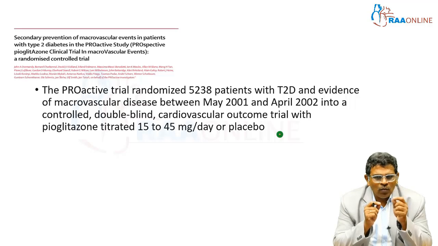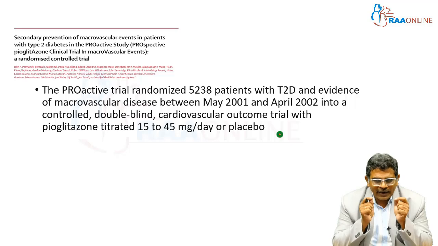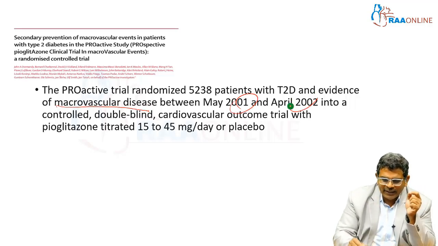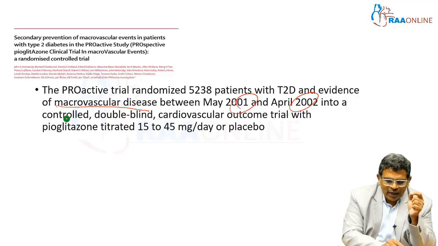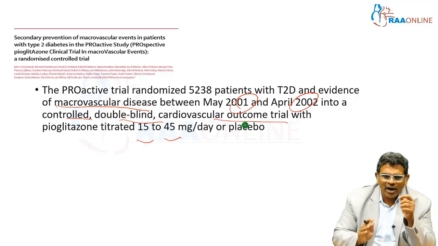So in this trial, what they have done is 5,238 patients with type 2 diabetes and evidence of macrovascular disease were recruited between this period, and they were entered into a controlled, double-blind cardiovascular outcome trial with pioglitazone titrated 15 to 45 milligram per day or placebo.